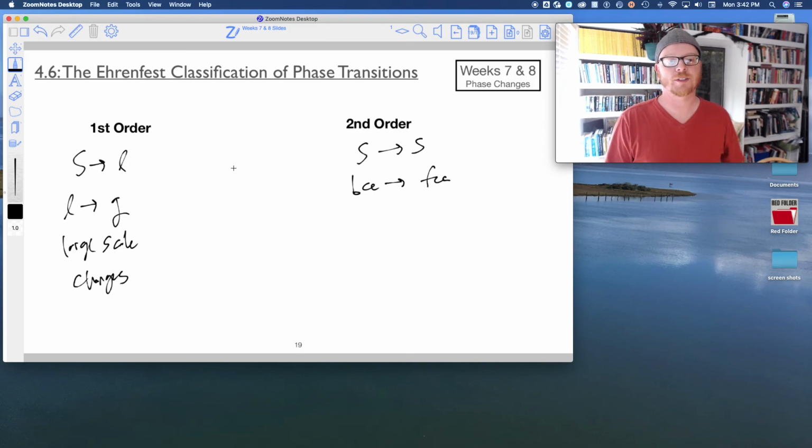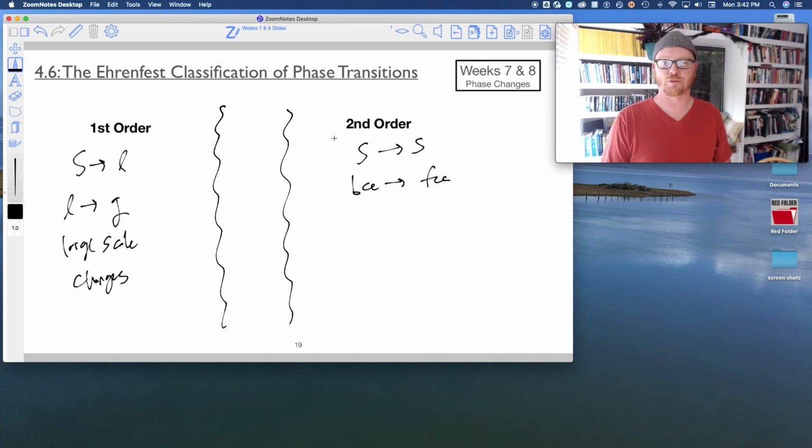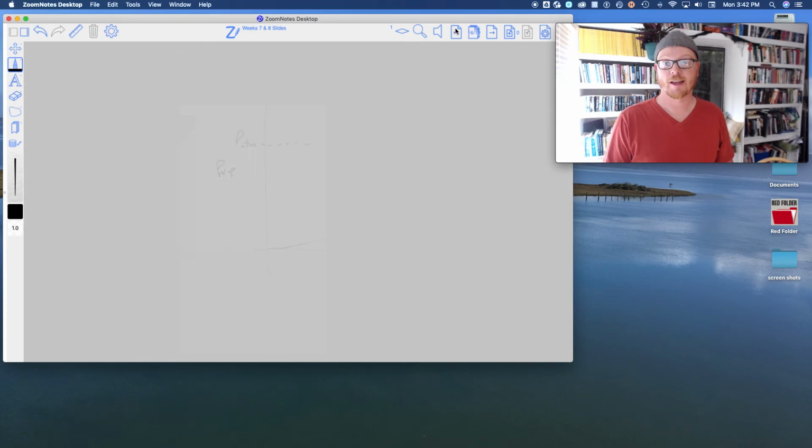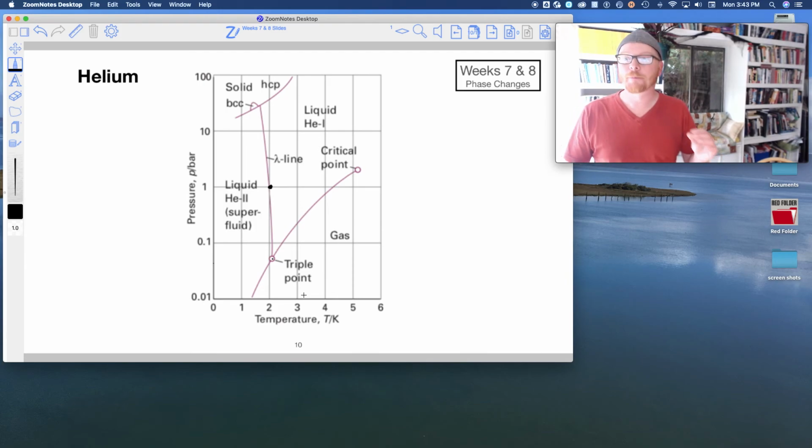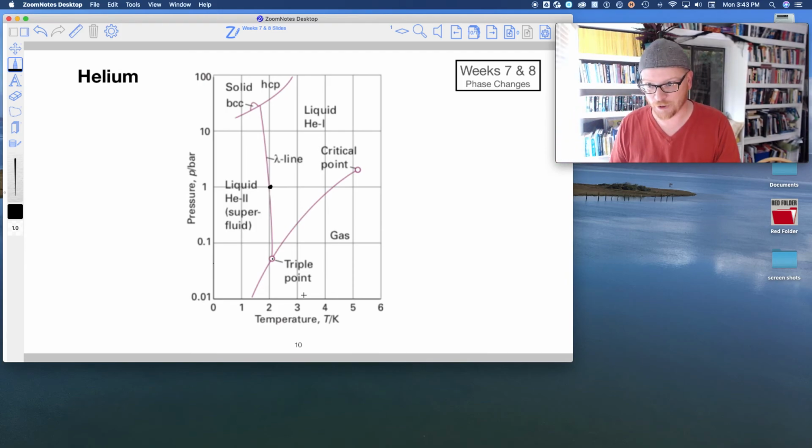Now, what about the in-between region? I'm going to put a squiggly line. There's an in-between region between first order and second order phase transitions, and I'll call that the lambda line. And let's go back to helium for one second. Let's go all the way back. Yes, here's the lambda line for helium. As it turns out, the phase transition between a liquid and a superfluid is not quite first order, but it's also not quite second order.